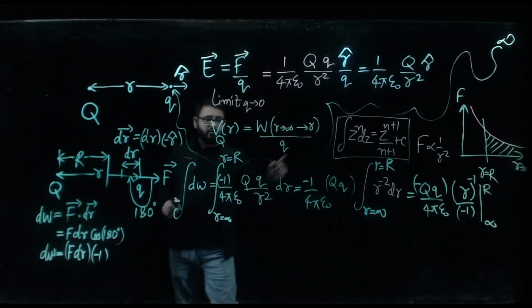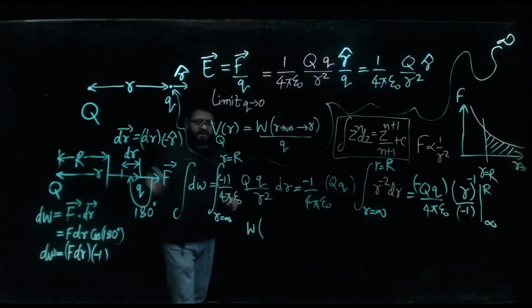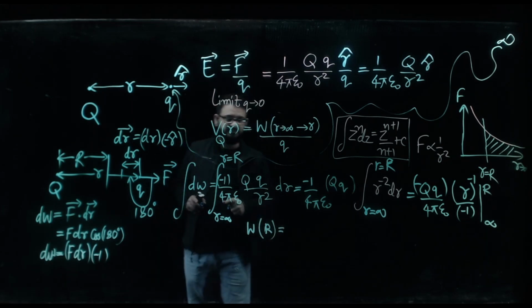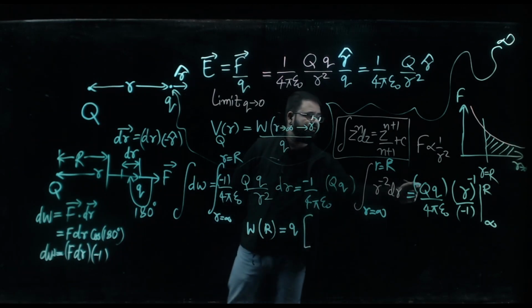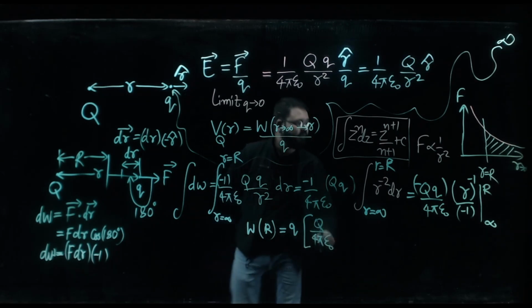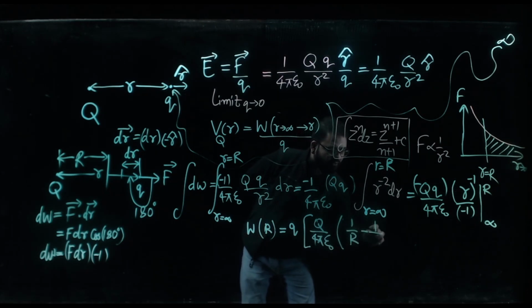Okay? So now we have found the total work done to bring a particle to a location r. We brought it from infinity to this point, right? We take the big Q out, and then we write it in a special way. Q by 4 pi epsilon naught, and this is r to the power minus 1. That means that is 1 upon r minus 1 upon infinity.